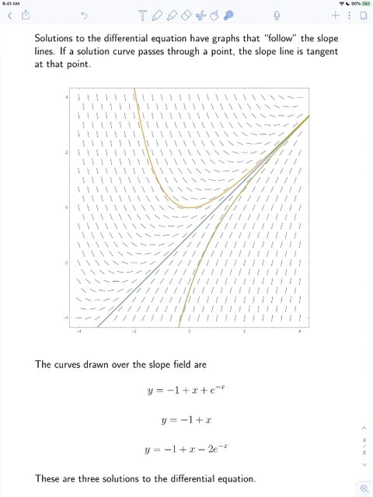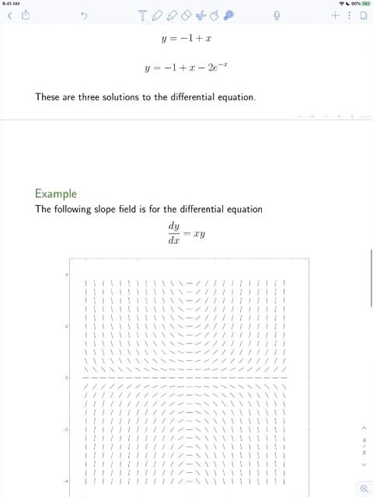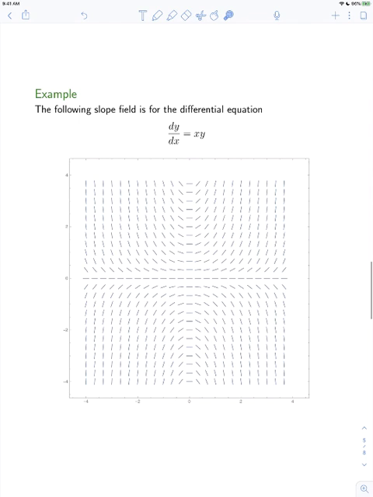Let's look at another example. So here we're looking at the differential equation dy/dx equals x times y. And here's a slope field. Certain things that you might notice: if x or y is equal to 0, then x times y is going to be 0. So along the x-axis and along the y-axis, you can see that the little line segments are horizontal, representing a slope of 0 for the tangent lines there.